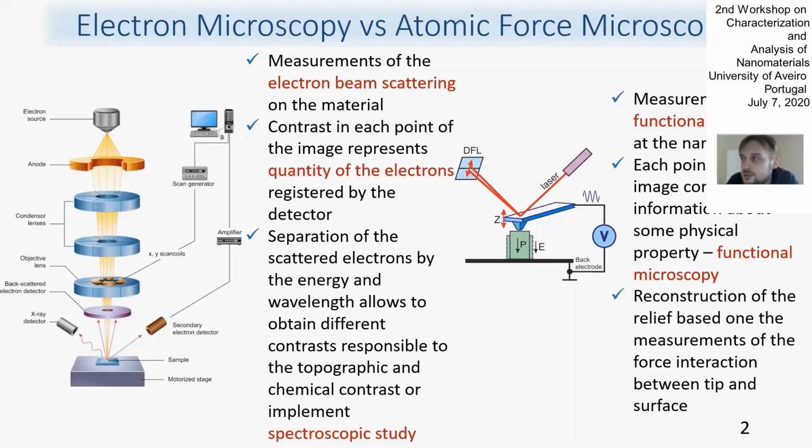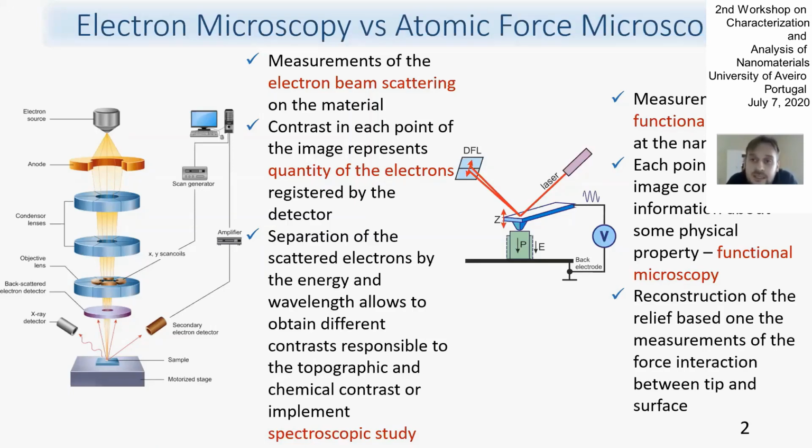Electron microscopy usually operates with electron beam scattering in the material, and actually what we see in the images of scanning electron microscopy is just a quantity of electrons which can be registered by the detector. Operating with these electrons allows us to understand how the material behaves structurally, and what the chemical composition and some structure of the material are.